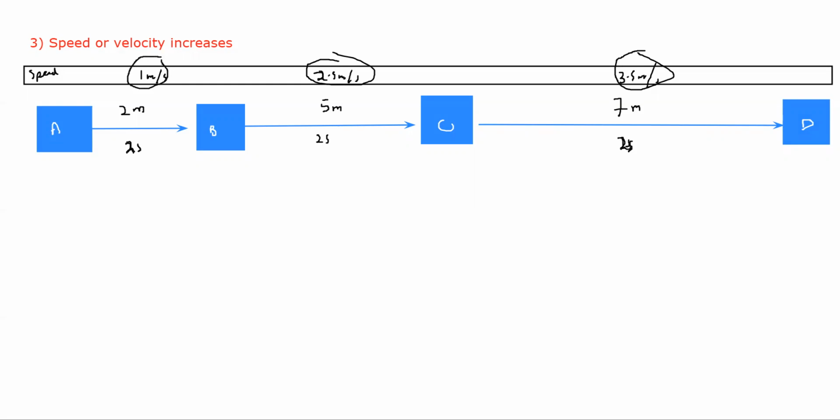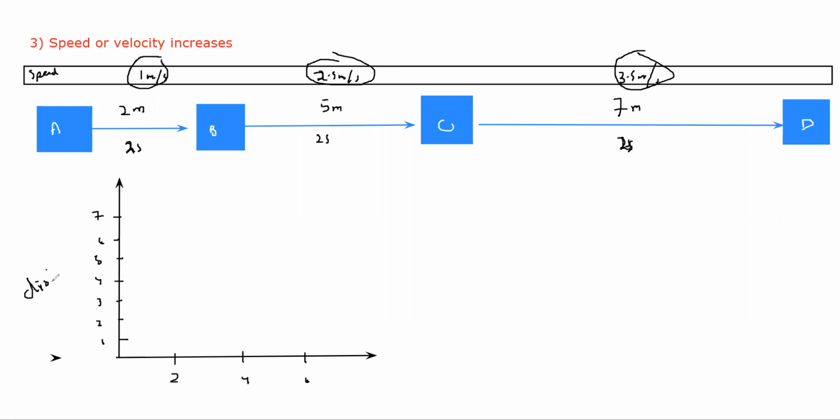So if I sketch a graph for distance and time, the example time is equal to 2 seconds, then 4 seconds, and then 6 seconds, and distance say 1, 2, 3. On the y-axis we have distance, on the x-axis we have time. So in 2 seconds it covered 2 meters. So there will be 2 seconds and 2 meters. Then further 2 seconds, 5 meters. So that means at 4 seconds.